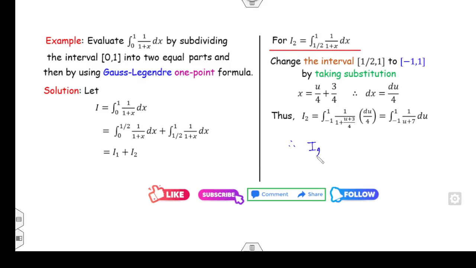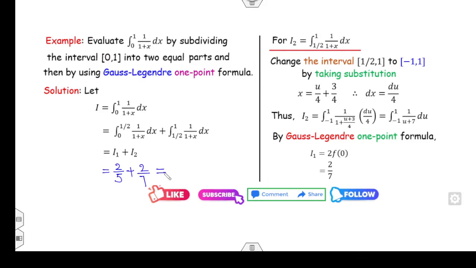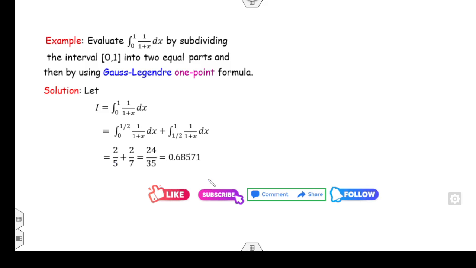Therefore, by using the 1-point Gauss Quadrature formula, it is twice of f0. This number is my f. Answer is 2 over 7. So I can substitute both the answers here. It is 2 over 5 plus 2 over 7. So that will be 24 divided by 35, which is the right answer of the problem.